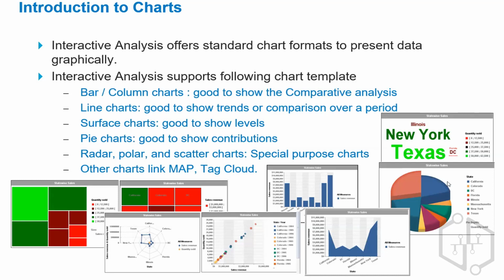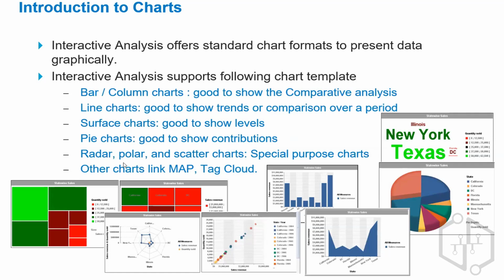Surface charts are good to show levels. Pie charts are good to show contributions. If you only have one measure, then a pie chart is suitable. If we have one measure and we want to show the distribution over one dimension, then it is preferred to use a pie chart.